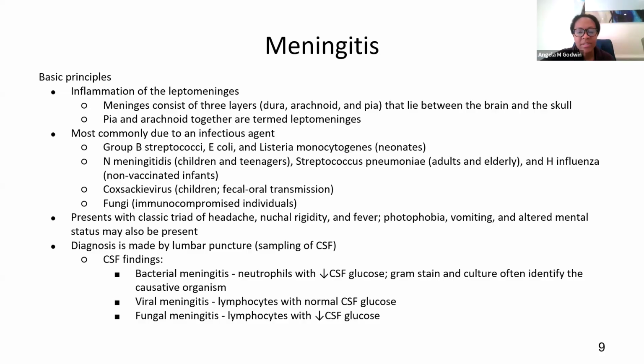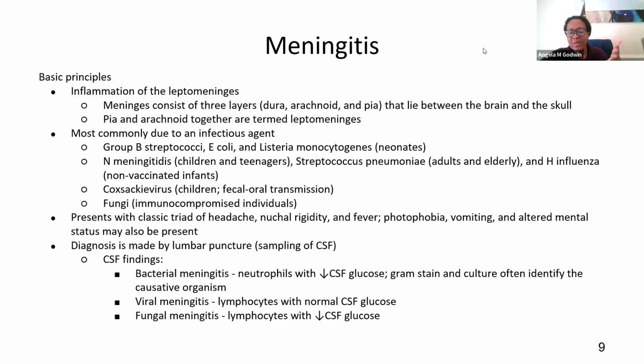Meningitis in itself, exactly what it sounds like, is inflammation of the meninges, specifically the leptomeninges, which is the pia and the arachnoid layers together. We call that the leptomeninges. If you guys remember, the meningeal layers are your dura, subarachnoid, and pia mater, right? And so that lays between the brain and the skull. And I'm going to show you a picture of that. When you have inflammation of those layers, specifically the pia and the arachnoid, we call that meningitis.